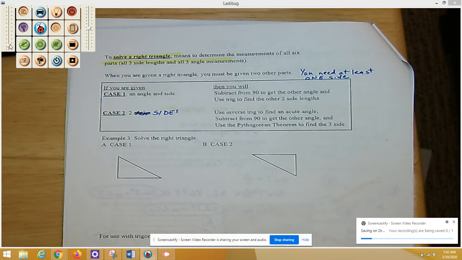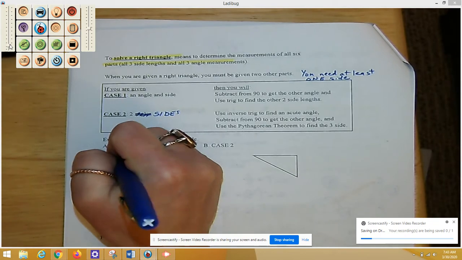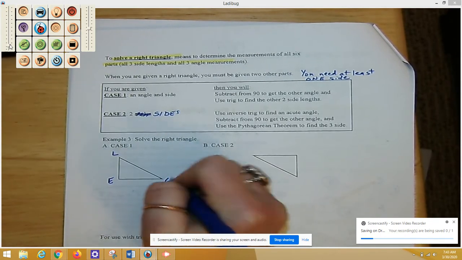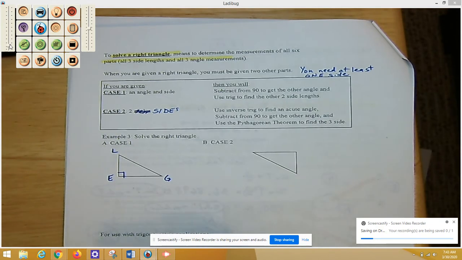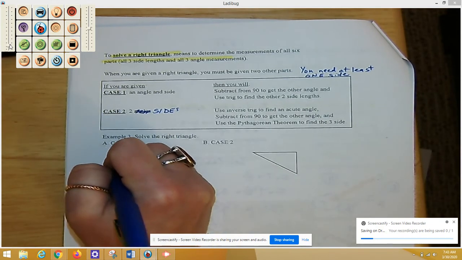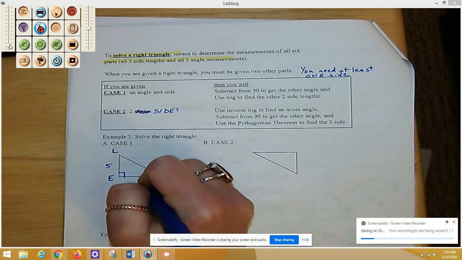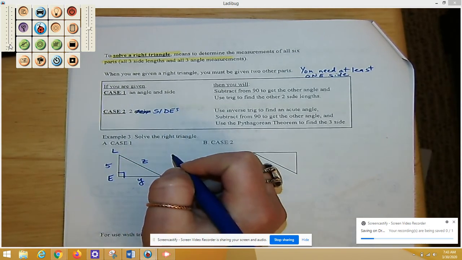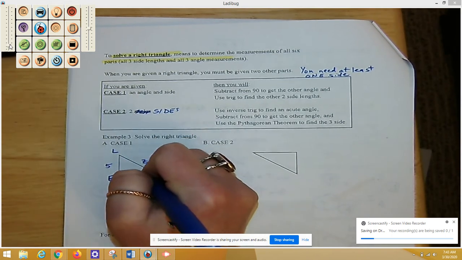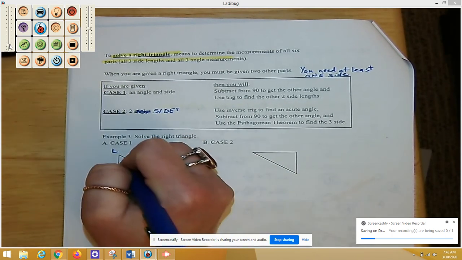All right, so our first case, I'm going to say this is triangle LEG. This is a right angle. And I'm going to tell you that this side is 5, this is Y, and this is Z. And I'm going to call this angle X, and this angle is going to be 56 degrees.